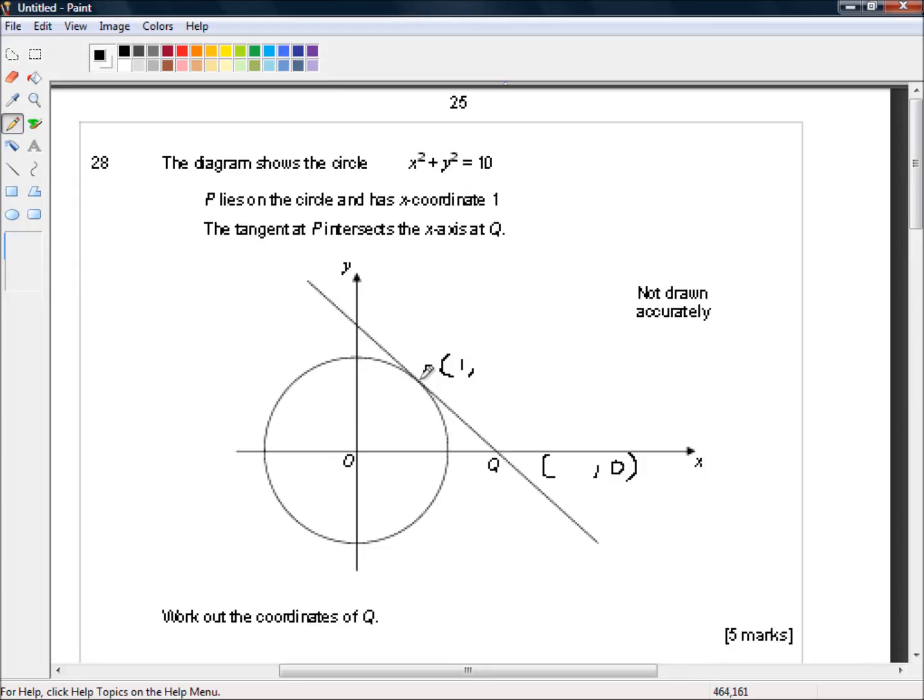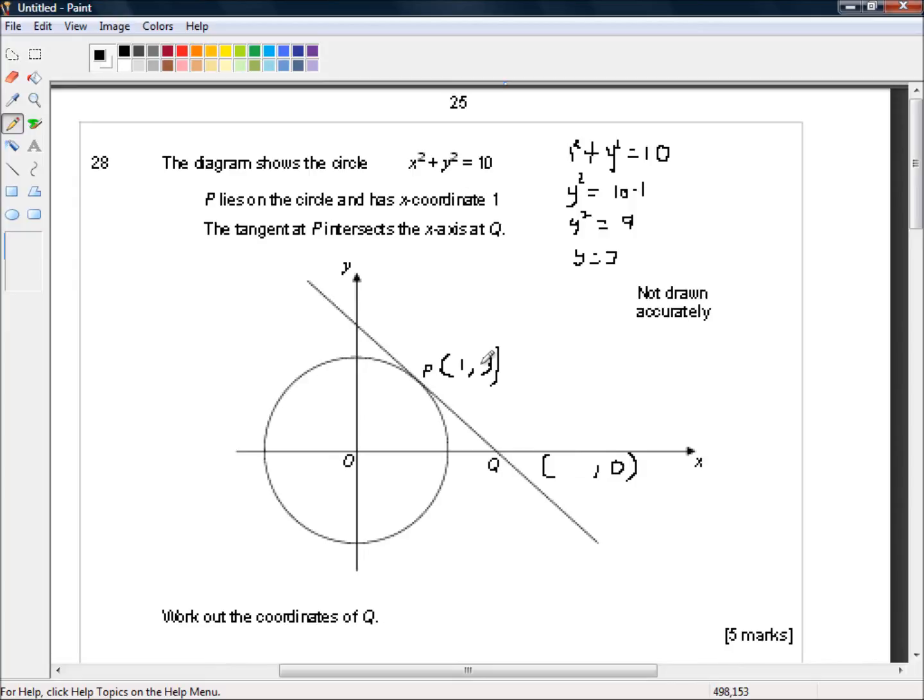But we do know that P lies on the circle, and we have the equation for the circle, and we know the x coordinate is 1. So yes, we do know the y coordinate of P, because when x is 1, 1 squared plus y squared equals 10. So y squared is equal to 10 minus 1. So y squared is equal to 9. So y is equal to 3. So P is at coordinate 1, 3, and I bet we've earned a mark already.